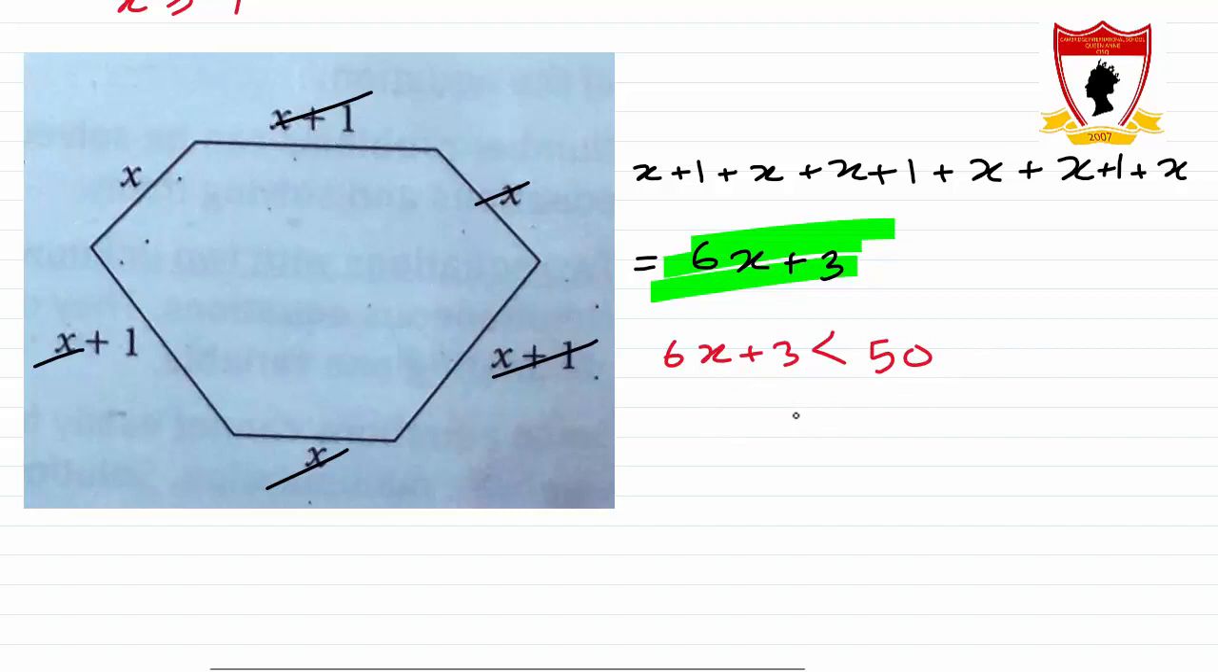Okay. To solve this, we start by subtracting 3 from both sides. Minus 3, minus 3. So 6x is less than 47. Then to get rid of the 6, we divide both sides by 6. X is less than 47 over 6. This is the solution.